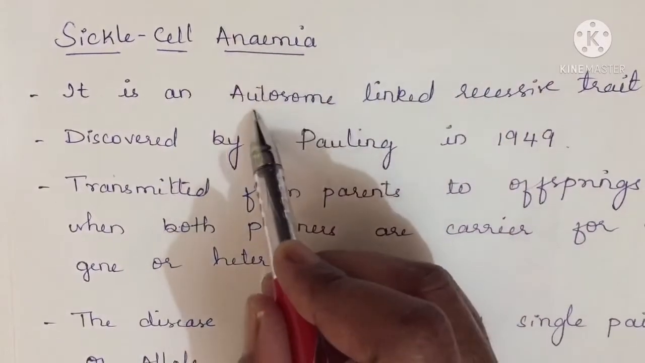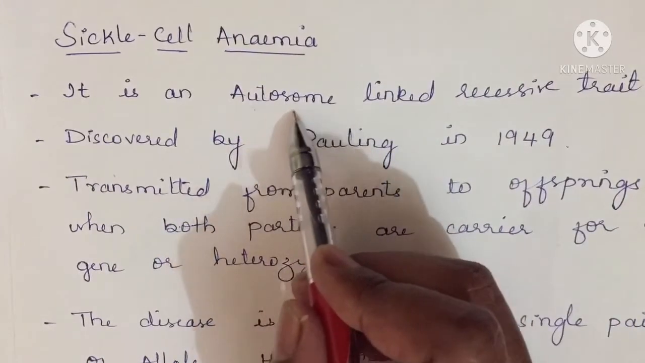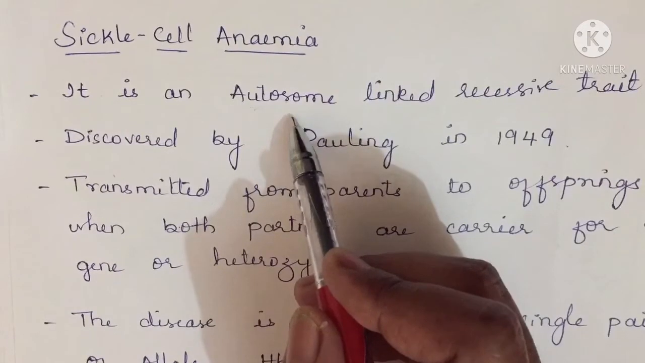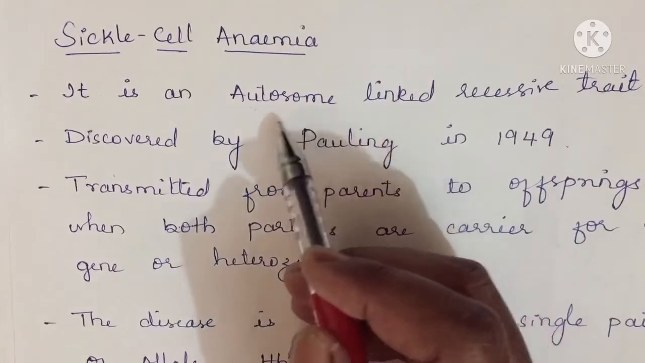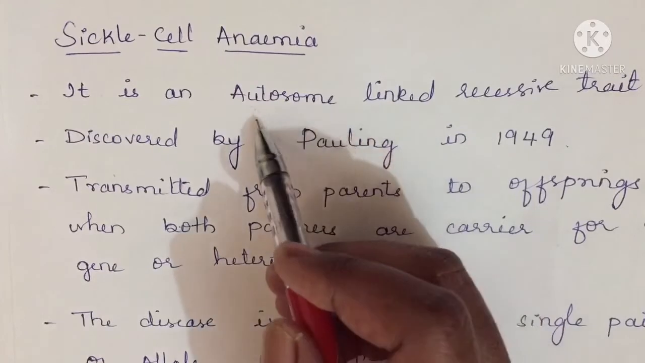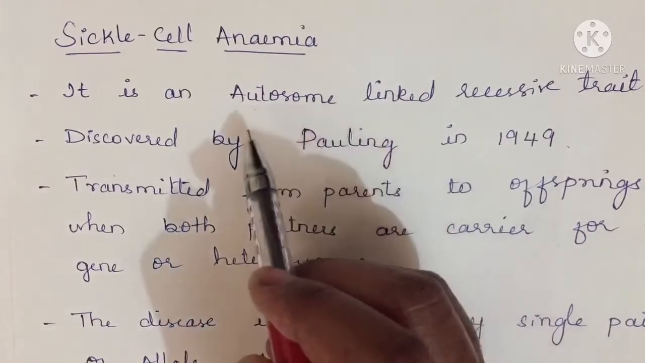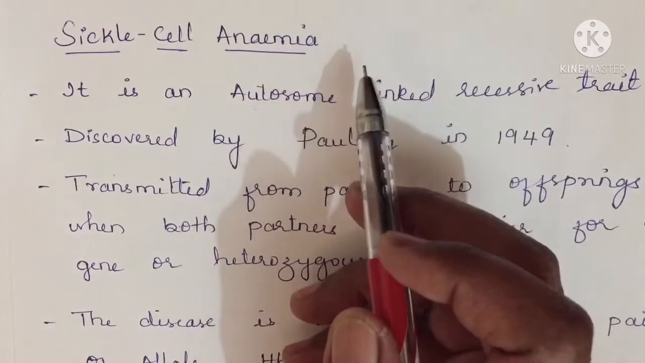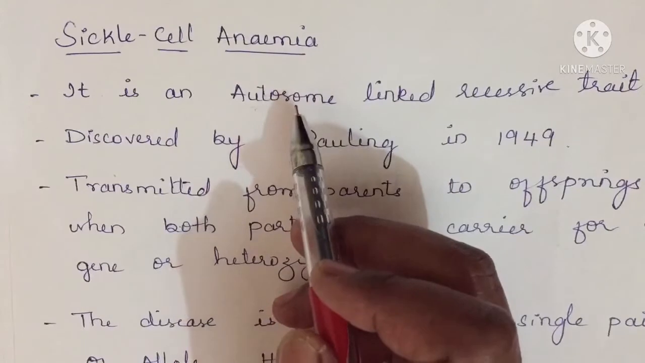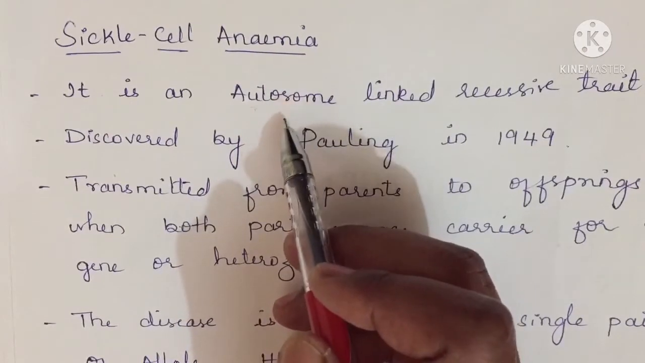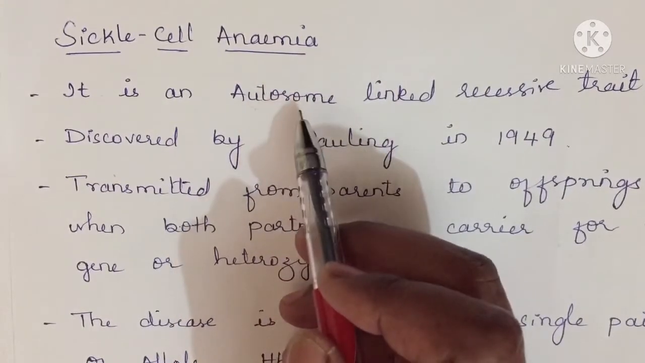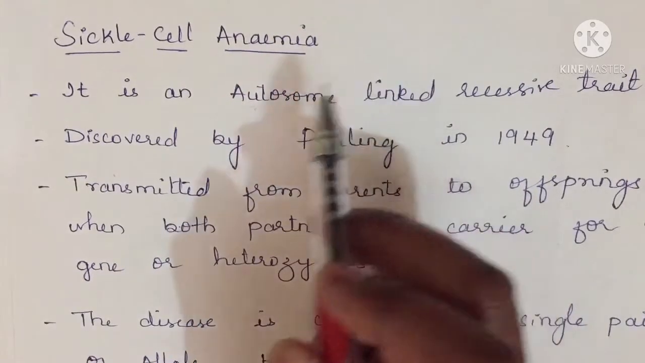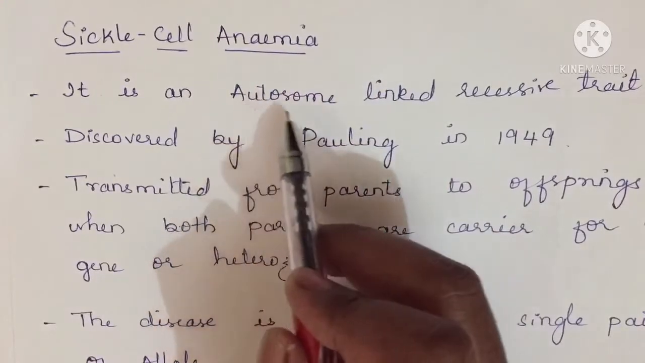As you know, autosomes are the chromosomes other than the sex chromosomes. Every organism has sex chromosomes, and the other chromosomes are called autosomes. Sex chromosomes are also called allosomes. Human beings have 23 pairs of chromosomes. Of those, one pair is the sex chromosomes or allosomes, and the remaining 22 pairs are called autosomes.